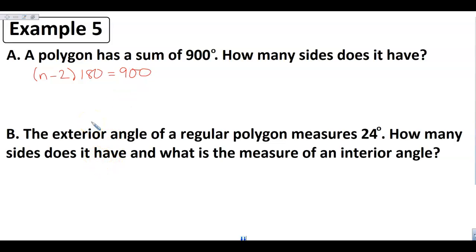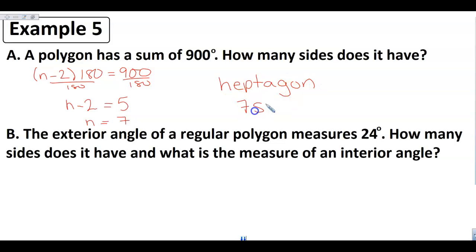Now, there's a couple of ways that we can do this. I can distribute the 180, subtract, and divide, but the easiest way to do this is to start by dividing both sides by 180. It makes your number small very quickly. So we're going to be left with n minus 2 is equal to 5. Add 2 to both sides, I get n is 7. So I have a heptagon with 7 sides.